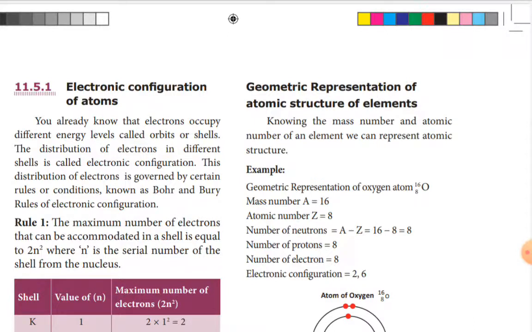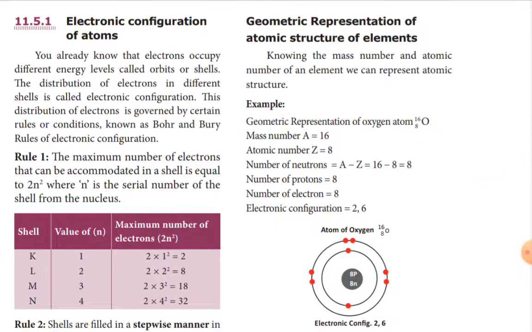Then how to geometrically represent the atomic structure? First you have to draw a small circle, which represents the nucleus. Inside the nucleus, the nucleons, protons and neutrons, are there. Around the nucleus, depending upon the number of electrons, we have to draw circles. Suppose there are 5 electrons, then we have to draw only 2 circles, because the first orbit can have a maximum of 2 electrons and the second circle can have a maximum of 8 electrons. So we can locate the remaining 3 electrons like that.